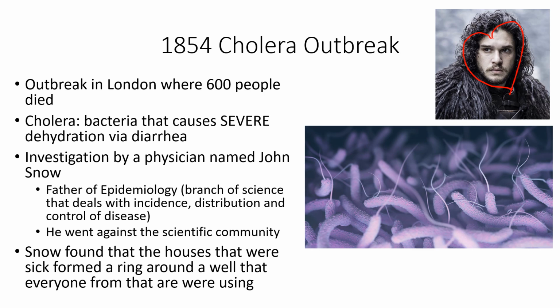What John Snow ended up doing is he went against the scientific community, which had just kind of written off the cholera outbreak as just sort of a thing that just happened, and that there wasn't necessarily per se a cause, but he wanted to investigate it. What he found is that the houses that were sick formed almost a perfect ring around a well that was used by all of the civilians in that area.